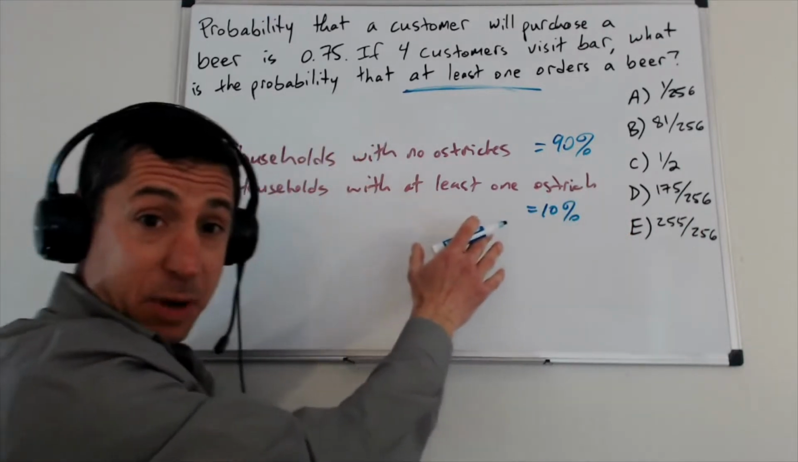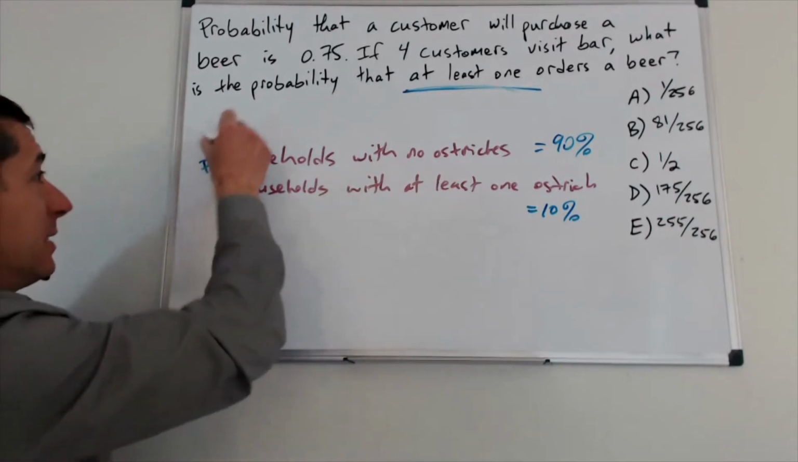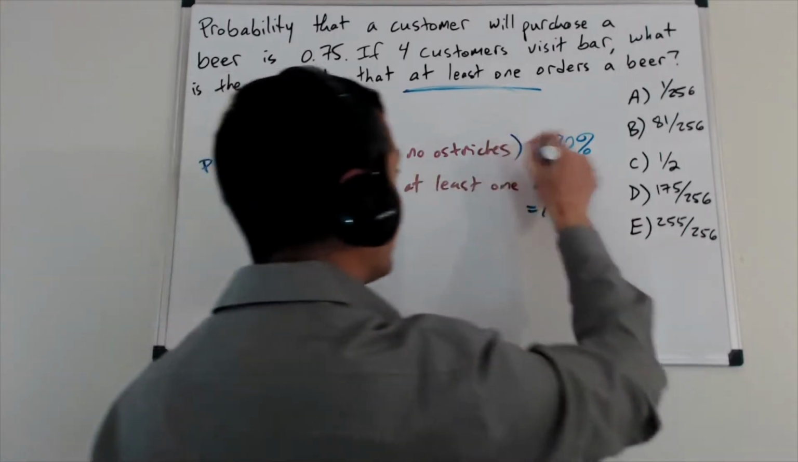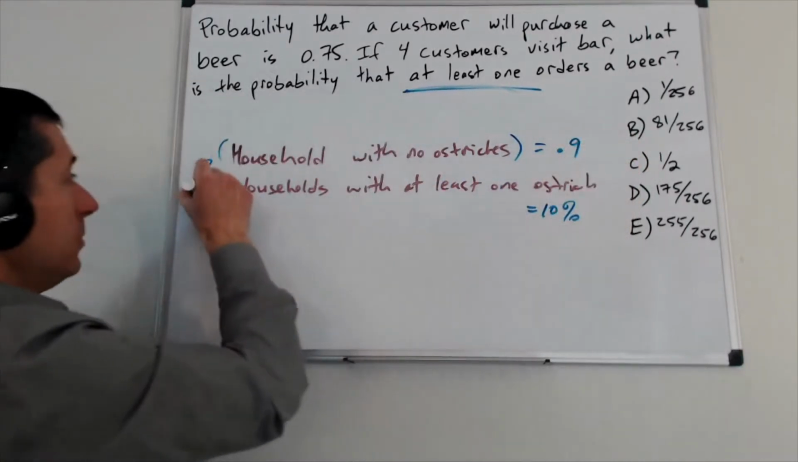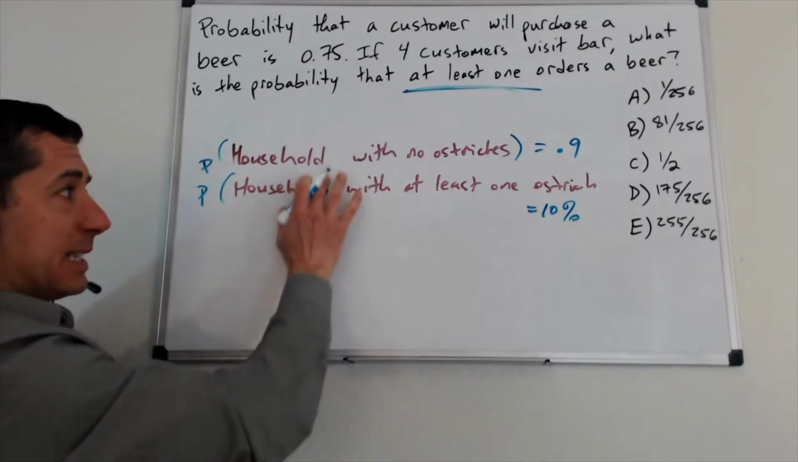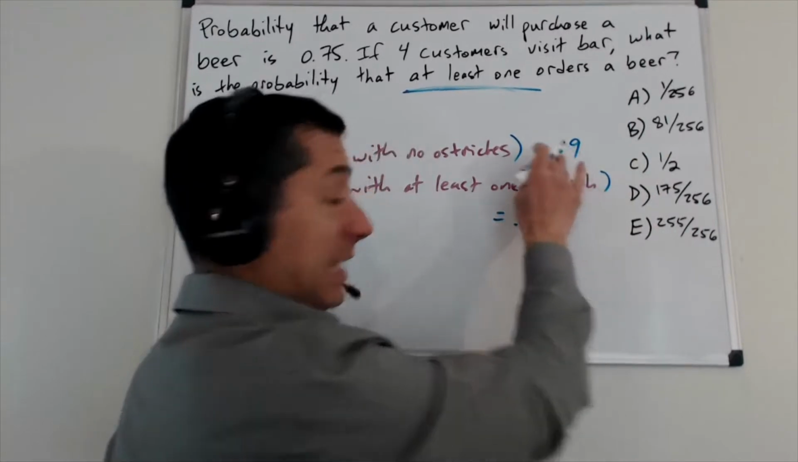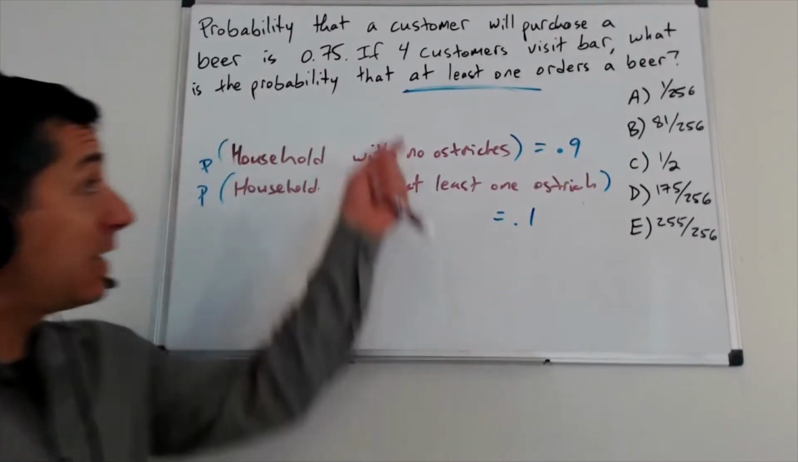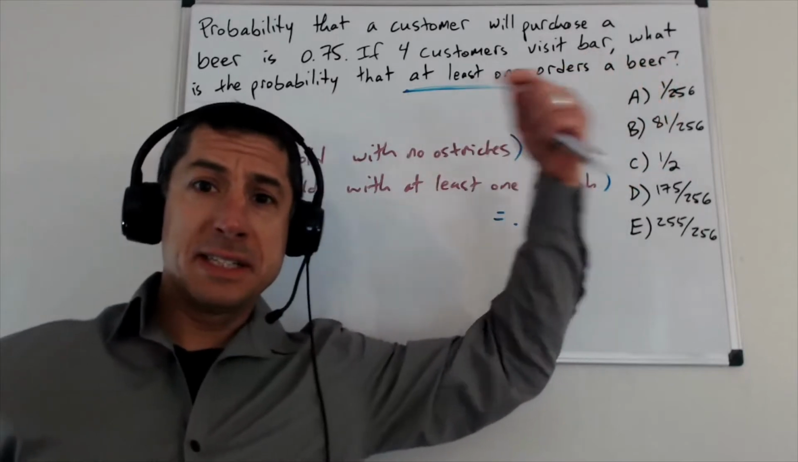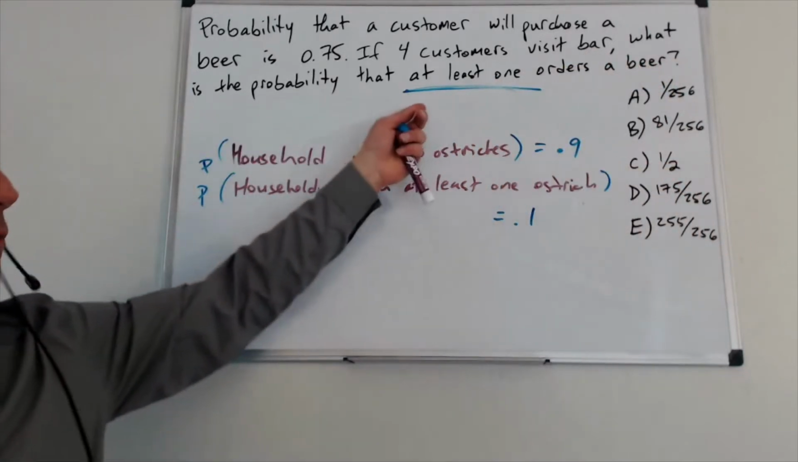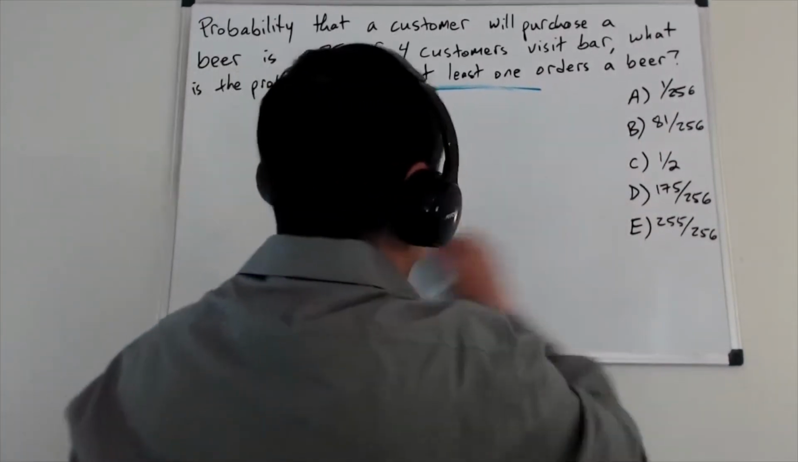Now we could also express this as probabilities and say you randomly select an American household. What's the probability that you select a household with no ostrich? And instead of 90%, it's 0.9. So then what's the probability that you select a household with at least 1 ostrich? Well, same idea. It's got to be the complement of that. So now you can apply that here and just say, well, what's the probability that at least one of these 4 customers order a beer? It's the complement of no customers ordering a beer. Okay. And that doesn't sound so hard.